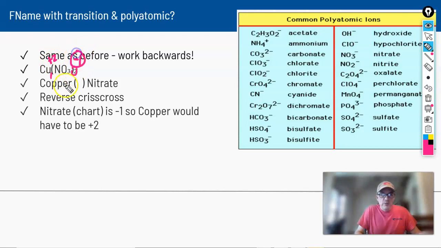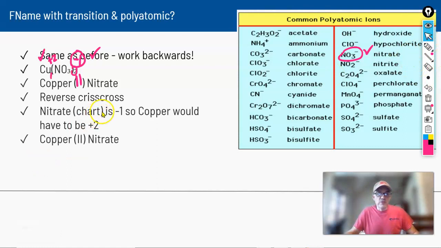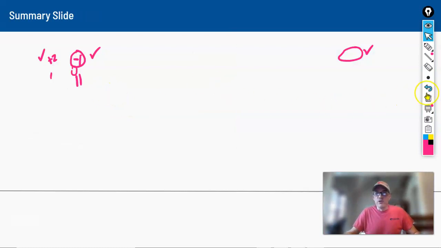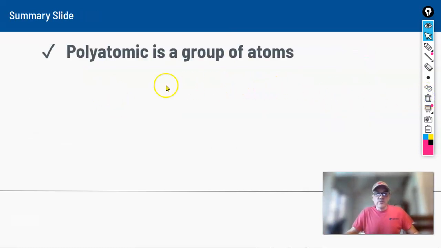And then I want to double check, does nitrate have a +1? I mean a -1? Nitrate does have a -1. If my nitrate has a -1, then copper must be a +2. So that would tell me that I need to put the Roman numeral 2 in there for copper. So again, we don't have to do anything different. We just have to recognize that nitrate is not something that's on the periodic table. So again, our rules are no different.